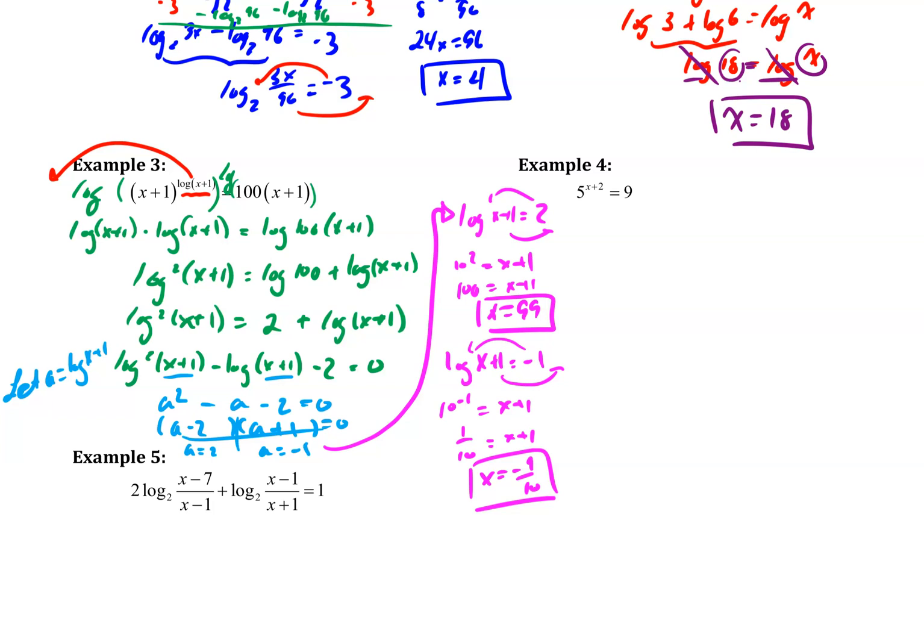So if I rewrite this in log form, I could then start manipulating it. I can take the log of both sides. If I do that, log of both sides, I'm going to get log of 5 to the x plus 2 is equal to log of 9.